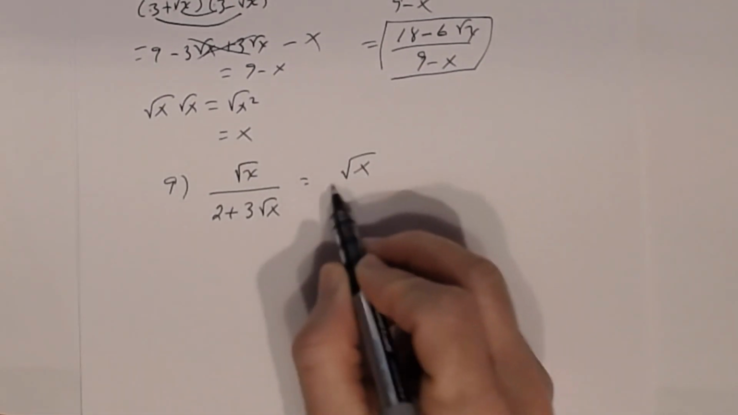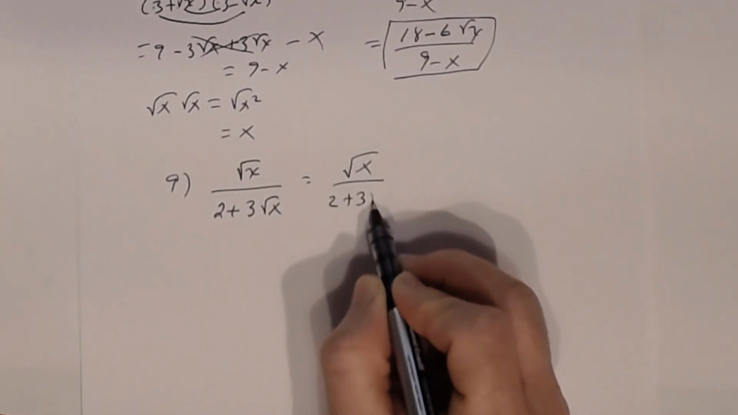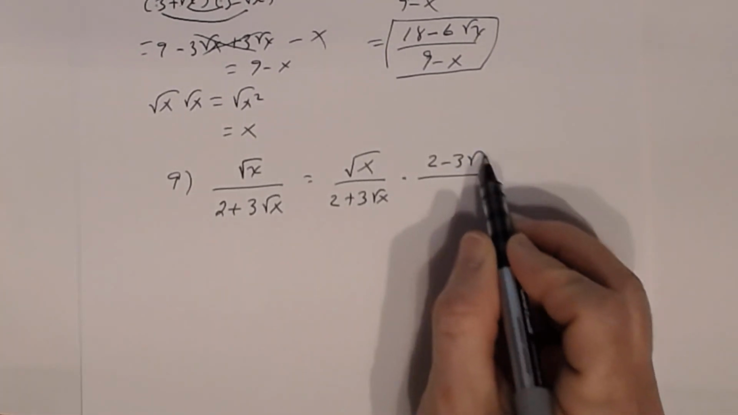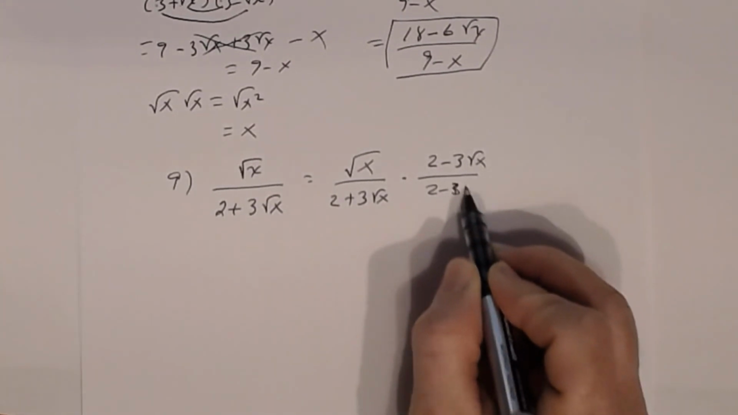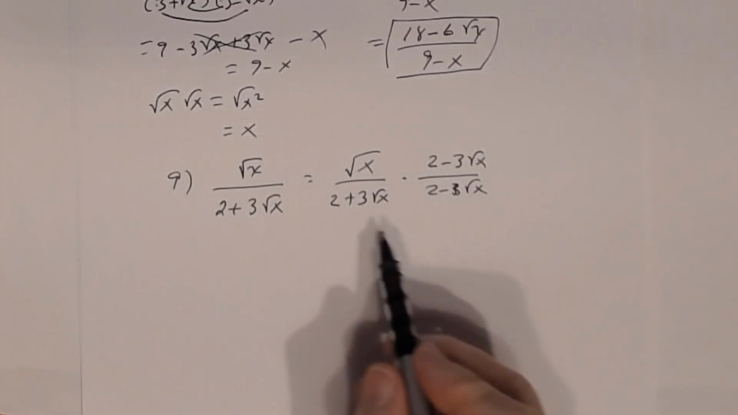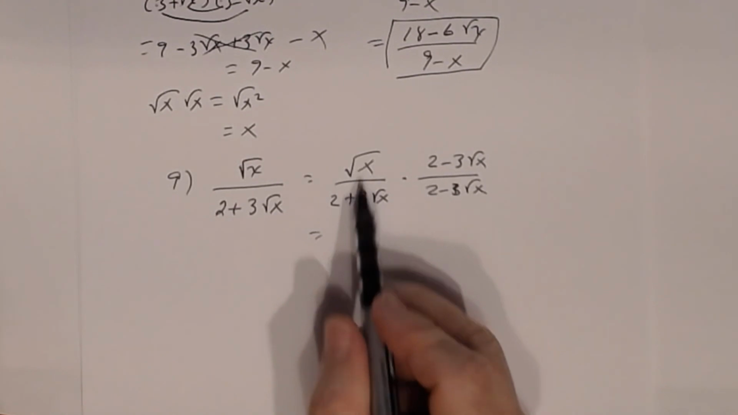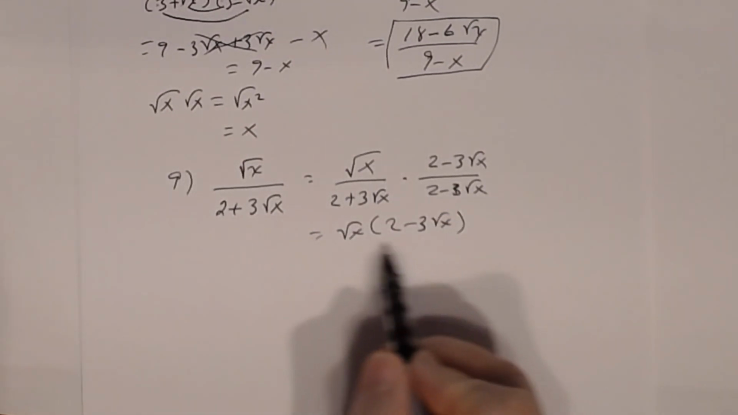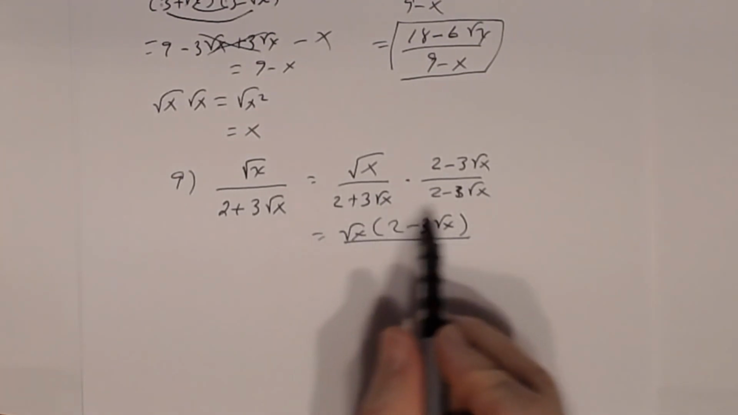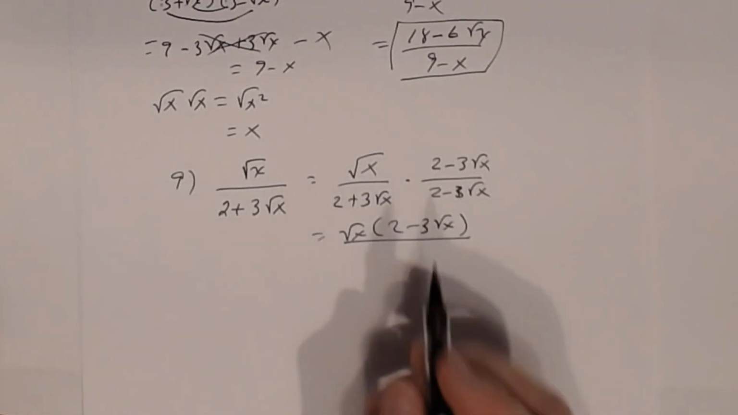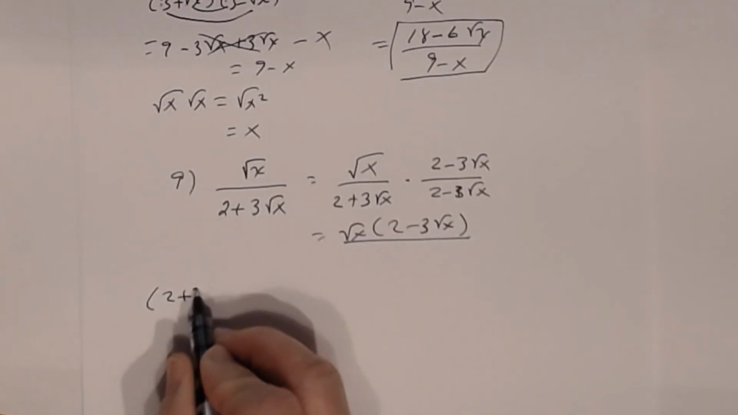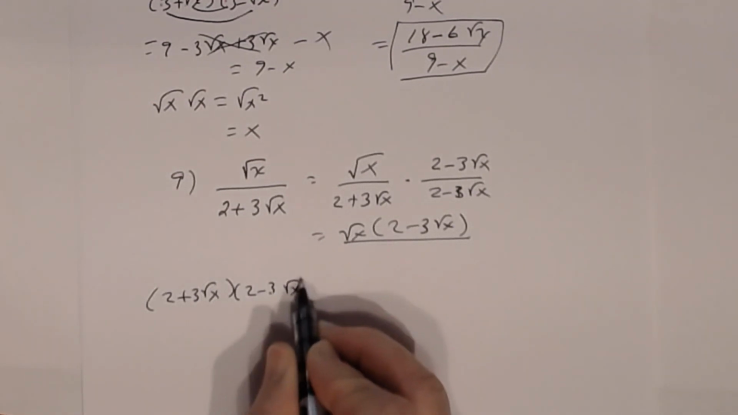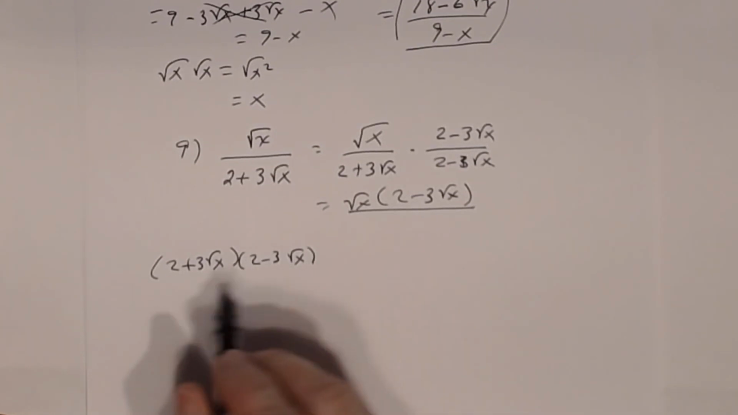So I'm just going to rewrite this over. And so I'm going to multiply by the conjugate. So 2 minus 3 square root of x, 2 minus 3 square root of x. And so I'm going to get the square root of x times 2 minus 3 square root of x. And then I just go off to the side and multiply this out. So remember, those are conjugates. So you're going to have 2 plus 3 square root of x times 2 minus 3 square root of x. And when you FOIL it out, remember these are conjugates.